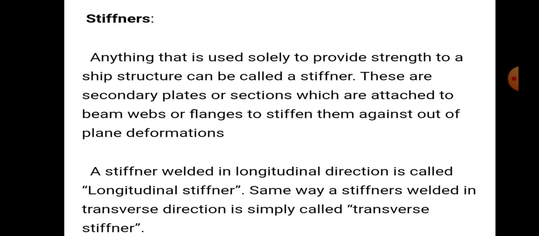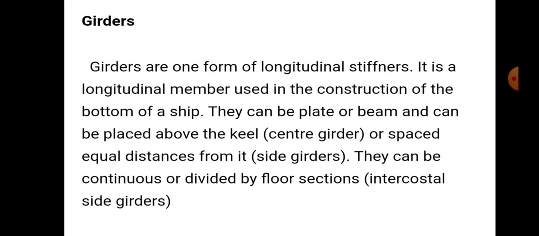These are secondary plates or sections which are attached to beam webs or flanges to stiffen them against out of plane deformation. A stiffener welded in the longitudinal direction is called a longitudinal stiffener. In the same way, a stiffener welded in the transverse direction is called a transverse stiffener.